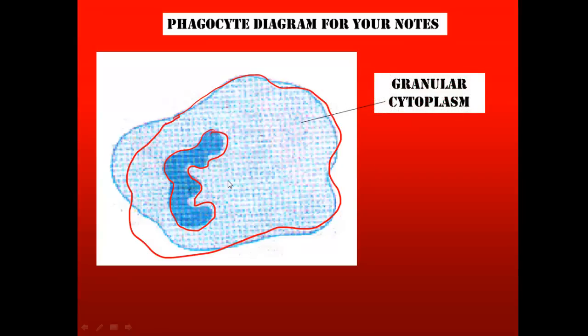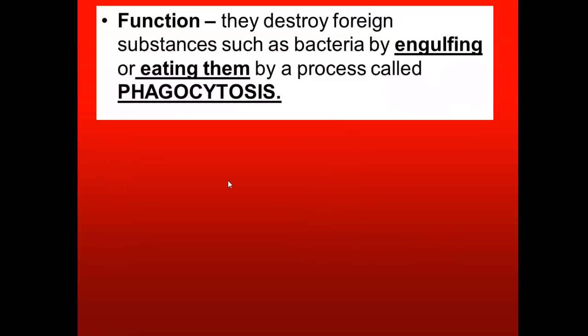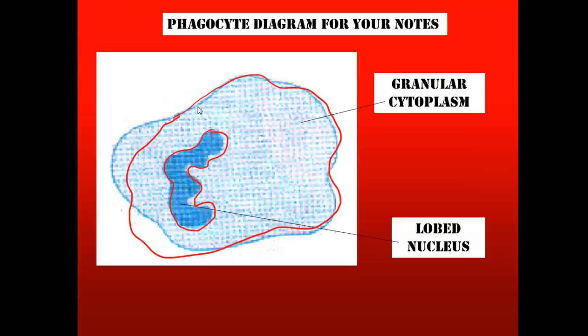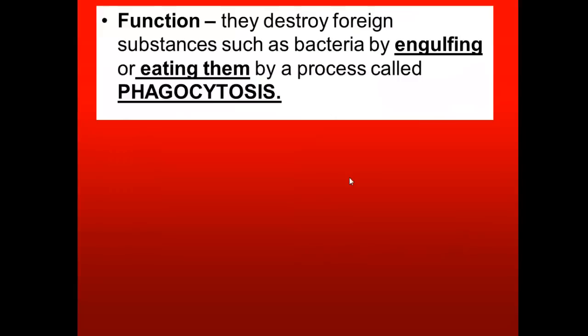Well, we've got our granular cytoplasm there. We've got a lobed nucleus, and if you've been looking at these under a slide, you'll remember these lobed nuclei. And of course the cell membrane, which is just this thing here. That's the cell membrane. I'll write it there. That's where you can see it. And what do they do? Well, they destroy foreign substances such as bacteria by engulfing or eating them.